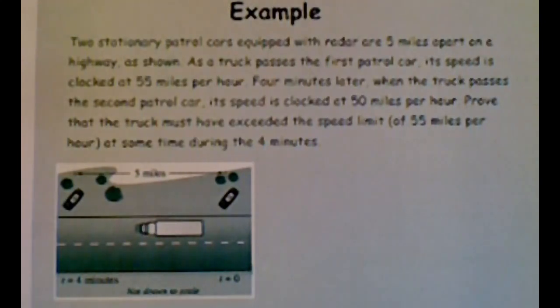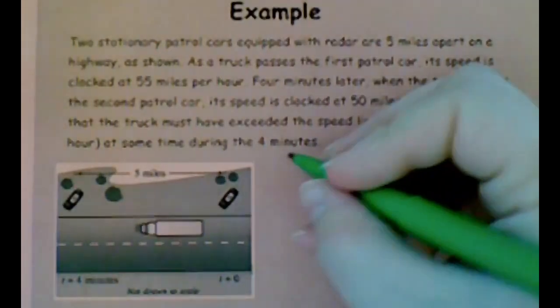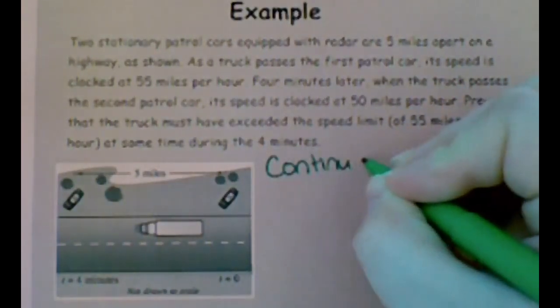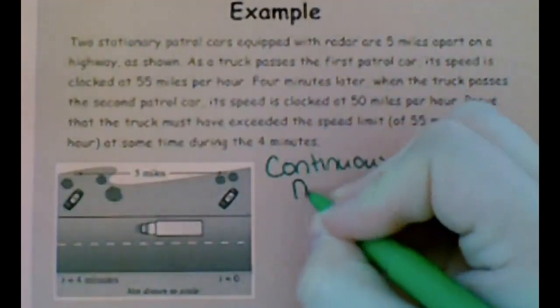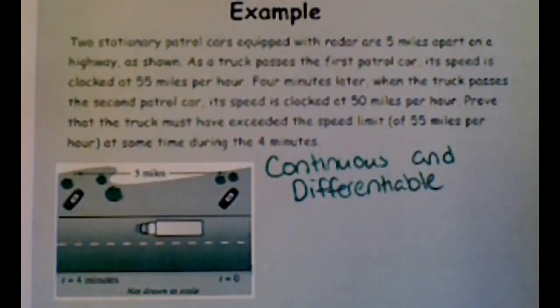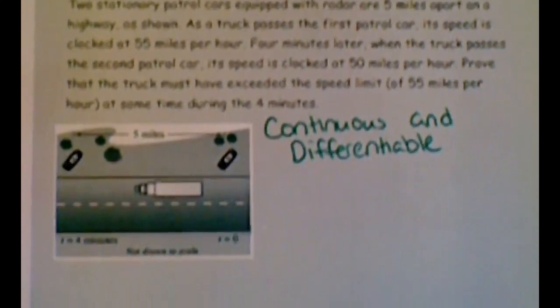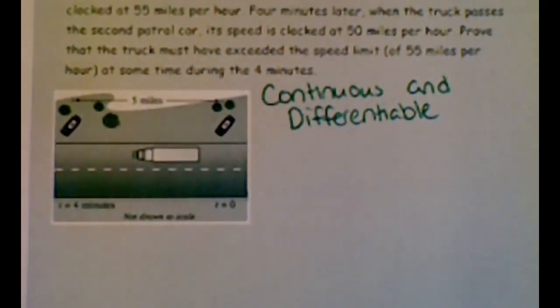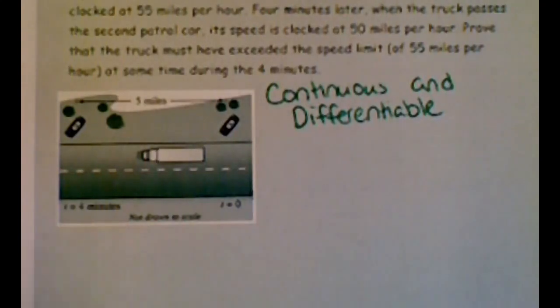So, first of all, we have a continuous function because the truck is not disappearing off the face of the earth or jumping somewhere. And it's differentiable because the truck is moving at steady paces. So continuous and differentiable. That means that the mean value theorem applies. The mean value theorem says the average rate of change equals the instantaneous rate of change at some point. So if I can prove that the average rate of change is more than 55, the instantaneous rate of change must have been more than 55 at some point. So let's find our average rate of change.